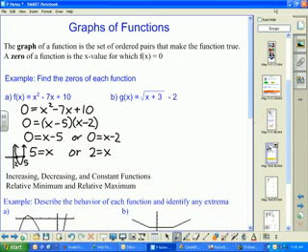Let's look at our next example. Our function is g of x equals the square root of x plus 3, minus 2. So 0 equals the square root of x plus 3, minus 2. If we add 2 to both sides, and then we'll square.